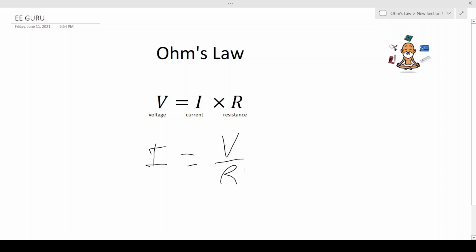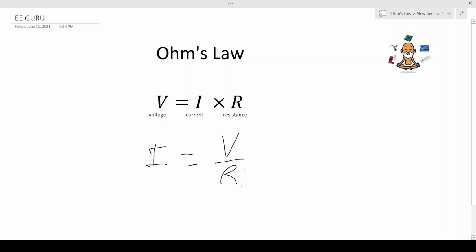We can see that voltage is directly proportional to current, meaning if we increase the value for voltage, we can expect to see more current flowing through the circuit. And also we can see that resistance is inversely proportional to current, meaning if we increase the value for resistance, we can expect less current to flow through the circuit.